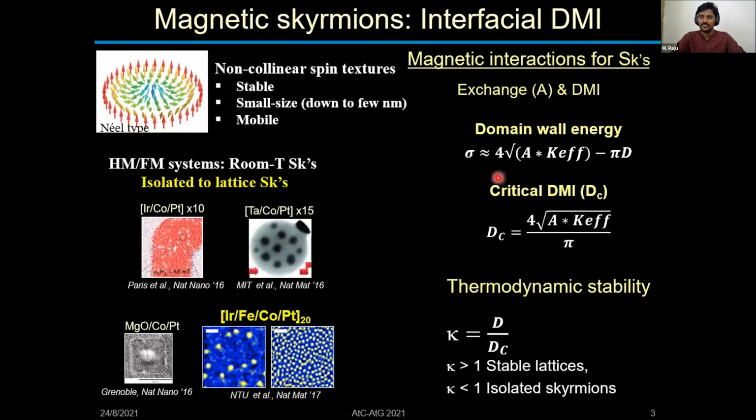as you can see here, the moment we introduce DM interaction, the formation energy of these tiny spin textures lowers significantly. There's a critical DMI above which these textures can be seen as stable configurations. This thermodynamic stability parameter called kappa is a ratio of DMI strength to the critical value of DMI, crossing the domain wall energy across this neutral point.